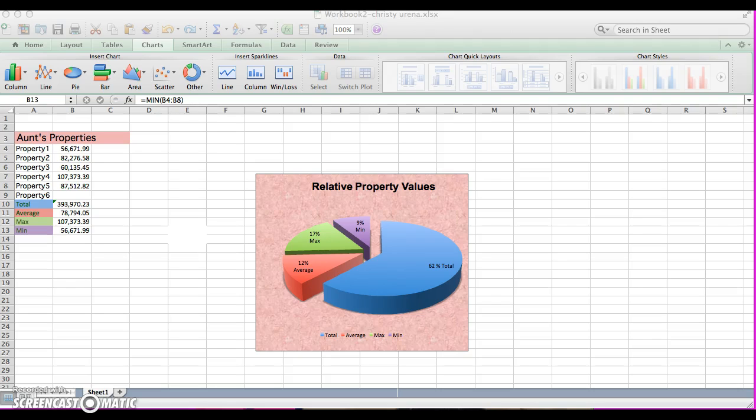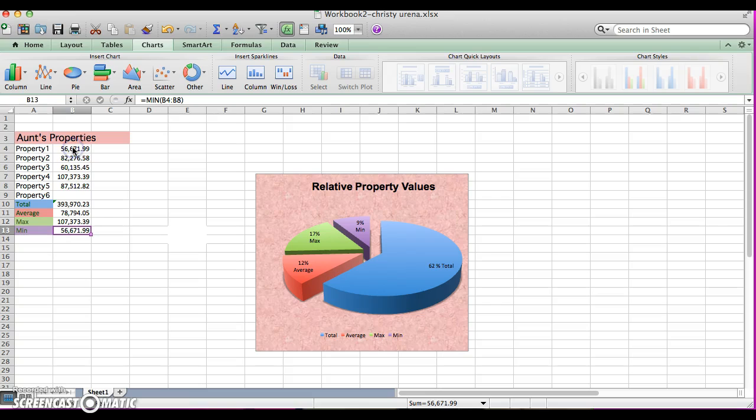As you may know, I had a hard time achieving the 3D exploded pie chart. I do not know why, but it was not working for me yesterday. But here it is. So I proceeded by entering manually all the property values from property 1 to property 5.